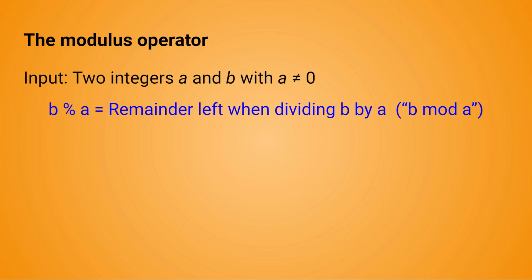For example, 37 mod 10 is 7, because 37 divided by 10 is 3 with a remainder of 7. And 100 mod 24 is 4, because as we saw earlier, 24 goes into 100 4 times with a remainder of 4. Similarly, 22 mod 3 is 1, because 3 goes into 22 7 times with a remainder of 1.